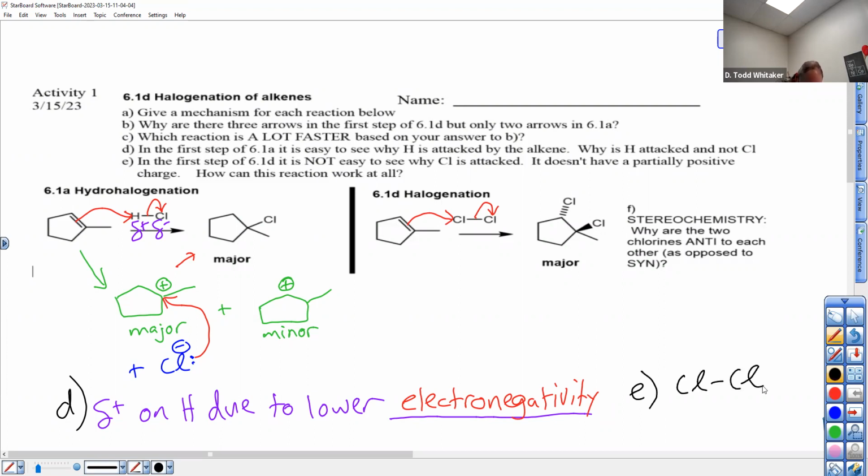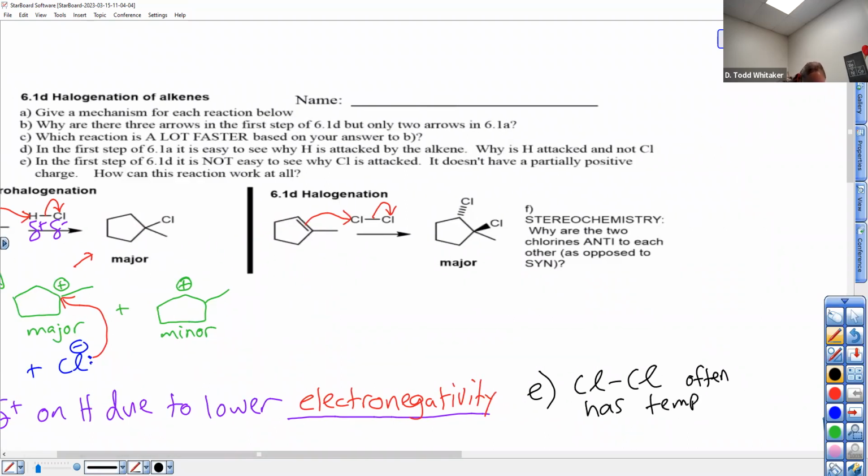Cl-Cl often has a temporary dipole. And it looks like this. So talk to me in terms of what does this mean? Like, what happened to get to this position here? Clearly, the electrons in this bond are closer to one of the chlorines. Which one as drawn here, right or left?